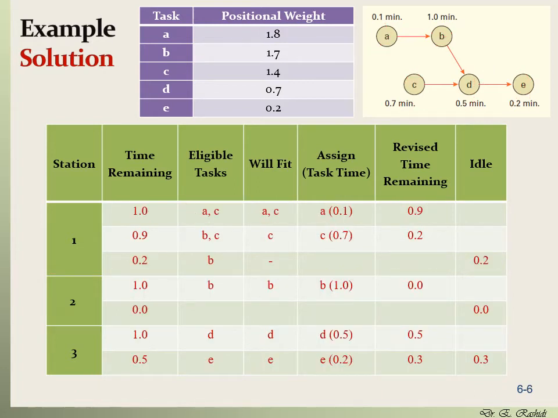So this is a more clear version of the solution that we have. Everything is typed out and clear for you to see. So we assign tasks A and C to workstation 1, we assign task B to workstation 2, and we assign tasks D and E to workstation 3.